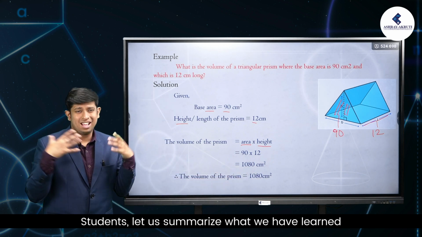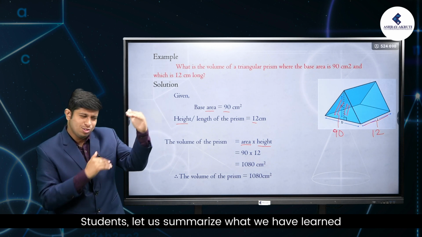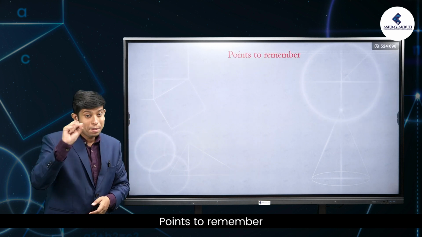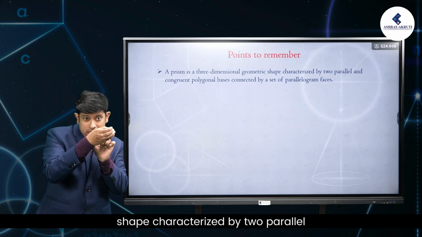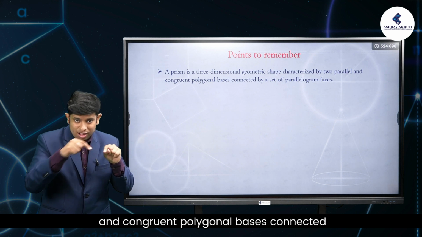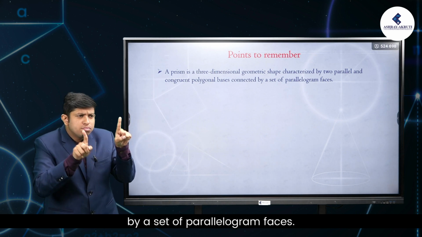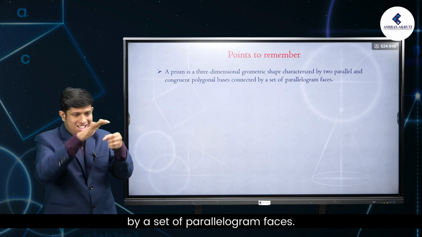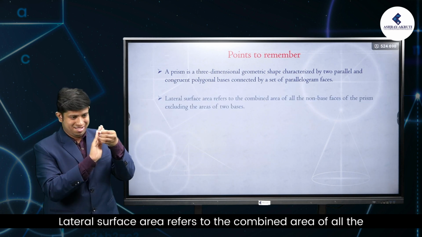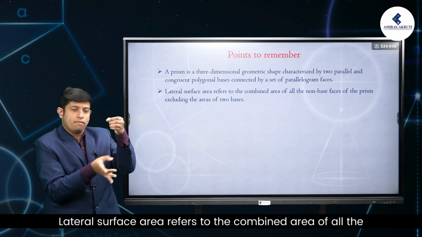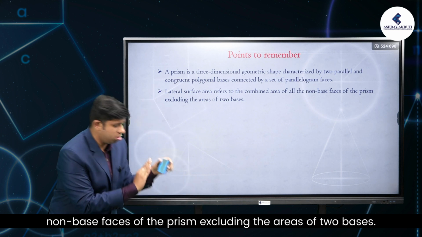Students, let us summarize what we have learned. Points to remember. A prism is a three-dimensional geometric shape characterized by two parallel and congruent polygonal bases connected by a set of parallelogram faces. Lateral surface area refers to the combined area of all the non-base faces of the prism excluding the areas of two bases.